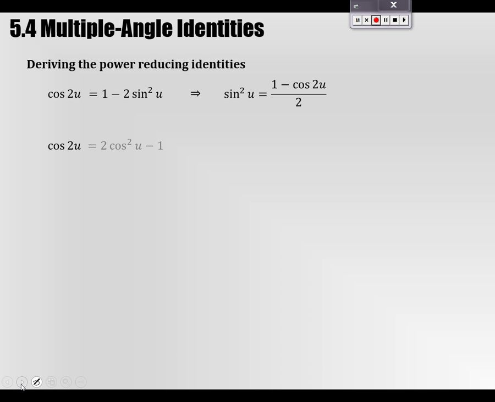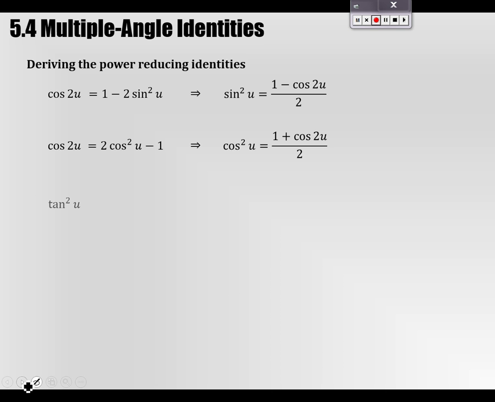Likewise, very, very similar. One of the other formulations for the cosine double angle formula on the previous slide was this one. And that admits a power reducing identity for cosine if you solve it for cosine squared. Instead of 1 minus cosine 2u over 2, you get 1 plus cosine 2u over 2. So that's how you might deal with a cosine squared.